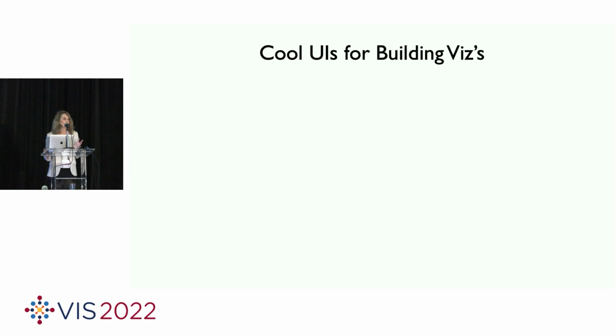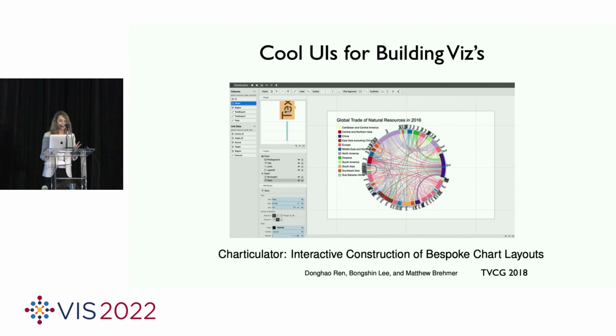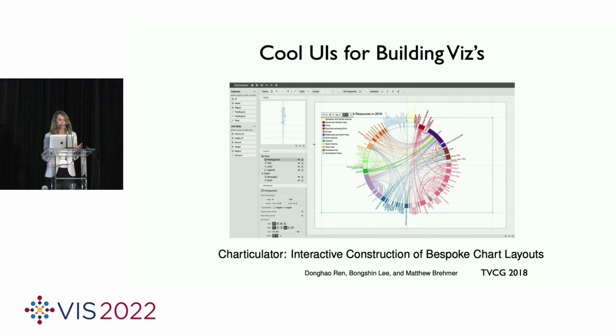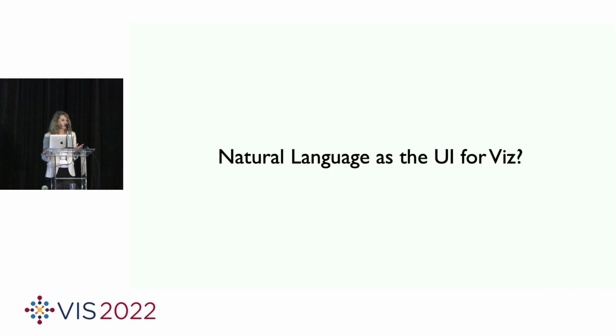So we have a lot of really cool UIs for building visualizations, like the amazing Charticulator project for making bespoke visualizations. But I have to wonder, would people rather just say what they want? Maybe it's just going to be a combination of people saying what they want with a bit of pointing at things in the future. I don't know the answer, but the Copilot demo I showed you is pretty compelling. And I think this is something that we as a community need to think about.